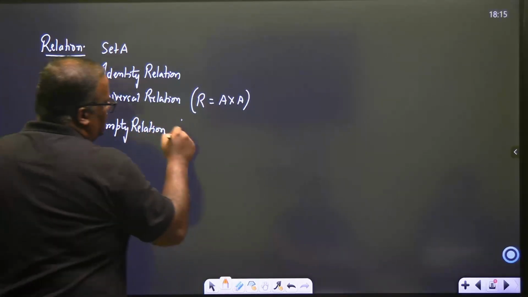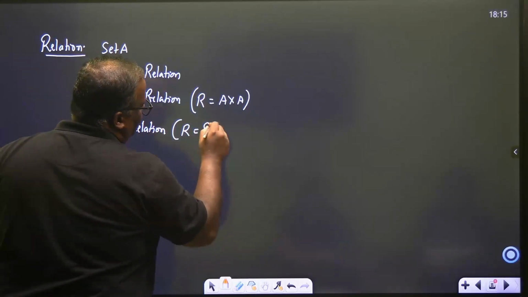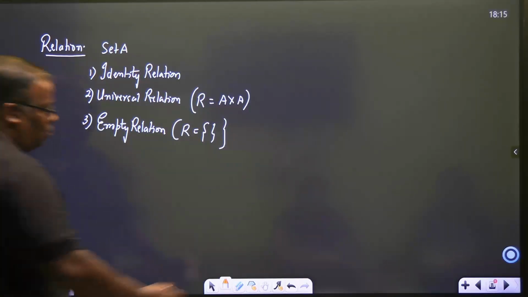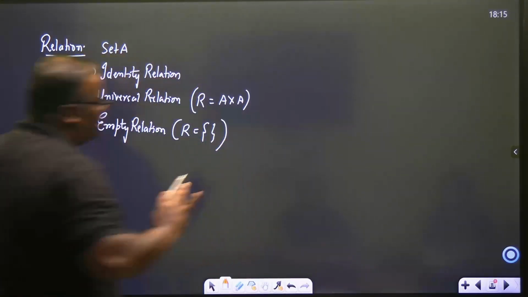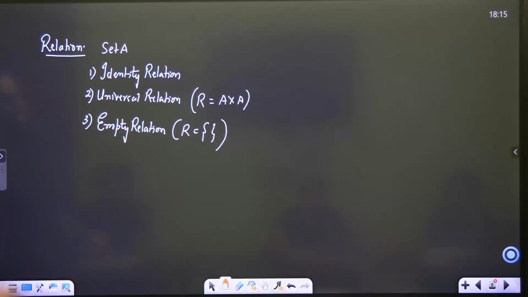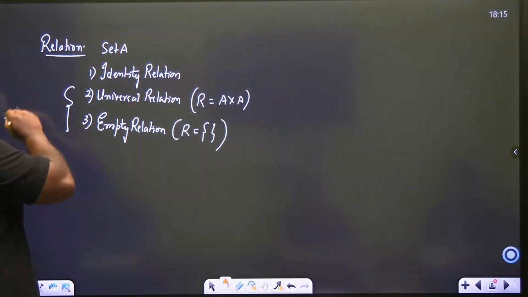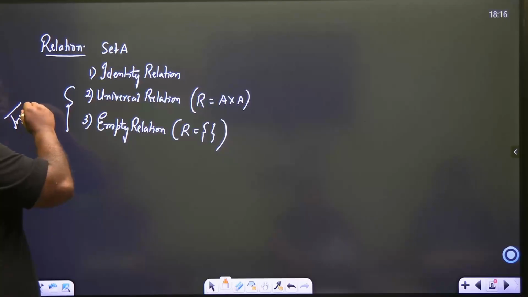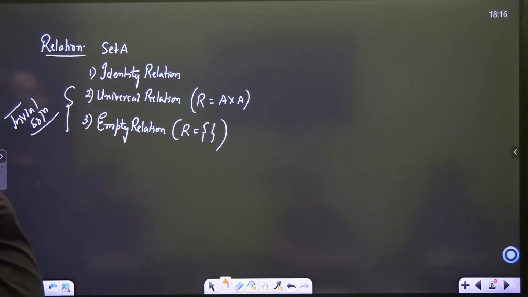And the empty relation R is equal to the null set, phi. Okay? R is equal to phi. Children, tell me, so far is it clear? R is equal to phi. These two are also known as trivial solution or trivial relation. That's it.